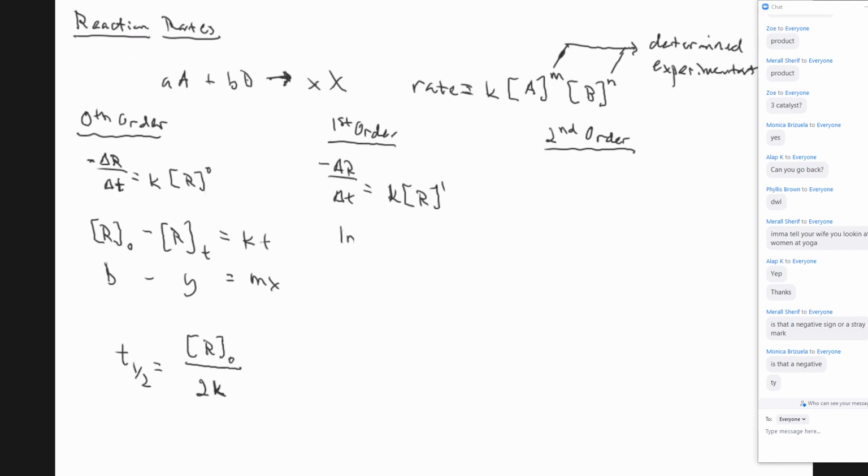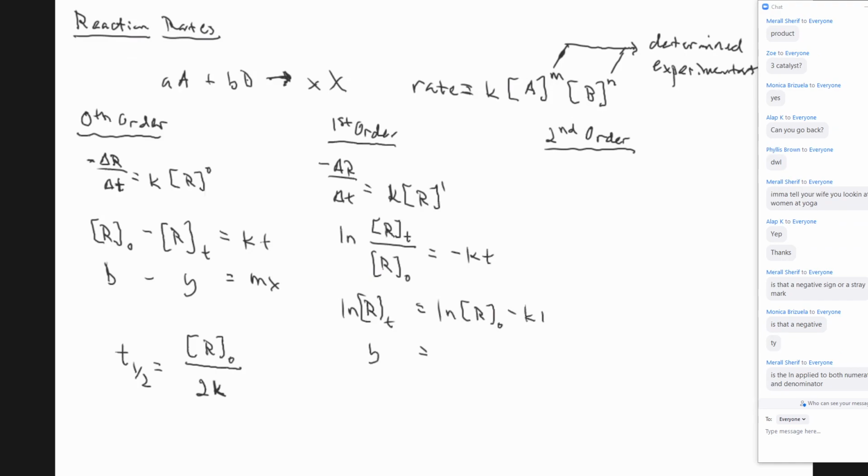So you get a natural log of the concentration of your reactant at any given period of time over your initial concentration of reactant is equal to negative kt. We can rewrite this as ln of concentration of R sub t is equal to ln of concentration of R naught minus kt. This is y is equal to b minus mx.